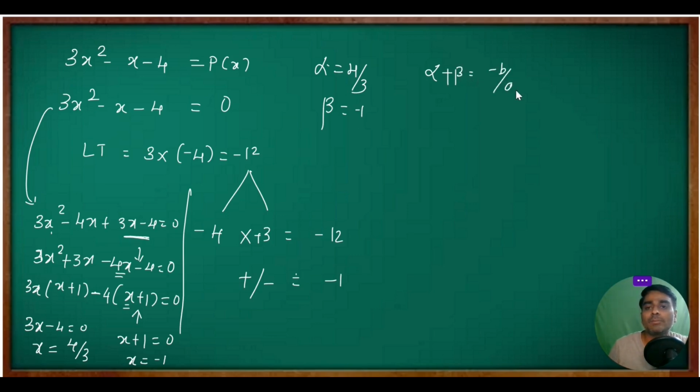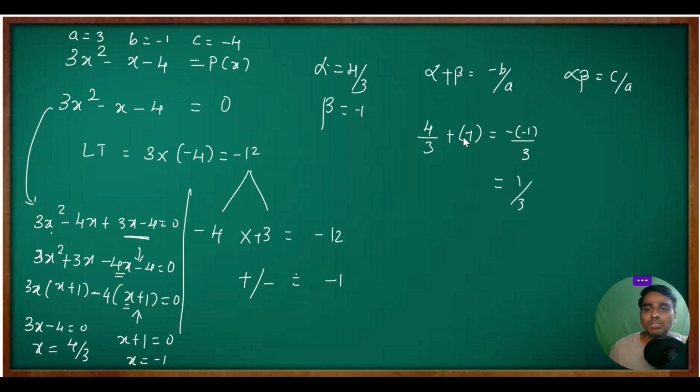Alpha plus beta equal to minus b by a. Then alpha beta is equal to C by a. Alpha plus beta means, can I add them? 4 by 3 plus of minus 1 equal to minus b by a. What is a here? A is 3, b is minus 1 and c is minus 4. So here I'll get minus of minus 1 by a. A is 3. So this will be 1 by 3, and what about this now? This is minus 1, okay? So this will be 4 minus 3 by 3. That is also 1 by 3. RHS equal to LHS.